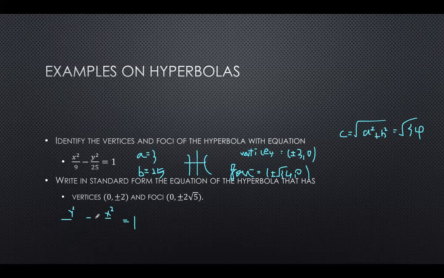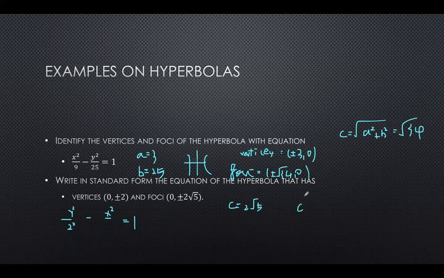So how about the coefficient? In this case, you already know what A is, which is 2. So y squared divided by 2 squared, right? In terms of B, you have to find out by looking at the foci. So this is C. C is 2 radical 5.